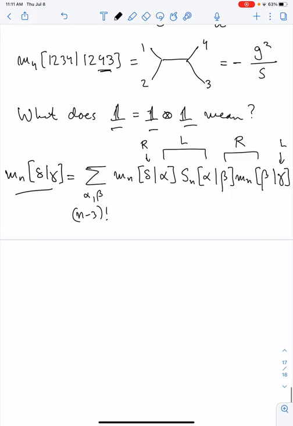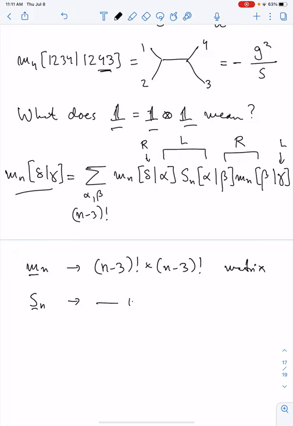Now, that means that the m's that appear here, we could think of as a matrix multiplication of matrices. We know that for the Mn's that appear here, there are (n minus 3) factorial different labels of each one of them. So let's think of Mn as a choice of an (n minus 3) factorial times (n minus 3) factorial matrix. There's a choice that is made here of which (n minus 3) factorial out of the (n minus 1) factorial you pick, but I'll leave that choice implicit. And then the kernel is obviously likewise an (n minus 3) factorial times (n minus 3) factorial matrix.